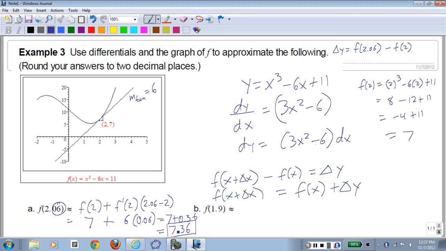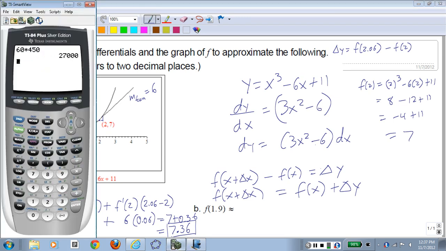And this would serve as an approximation to the value of the function. The closer it is, in theory, the better an approximation it is to the actual value. So what is the actual value? If we were to take 2.06 and cube it, and then subtract 6 times 2.06, and then add 11, we get 7.38 something. Because it's concave up throughout that interval, we would expect it to be a little bit above where the straight line is. The straight line is below the graph there. So 7.36 seems like a reasonable approximation.